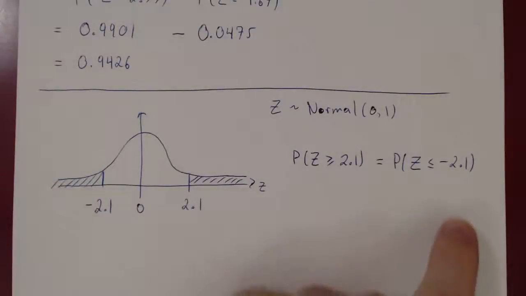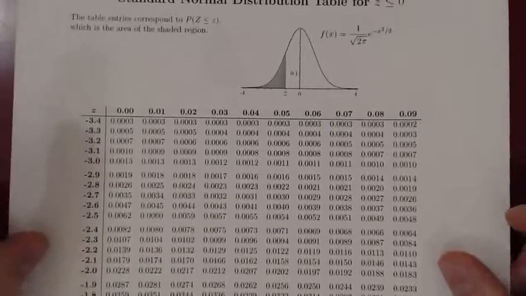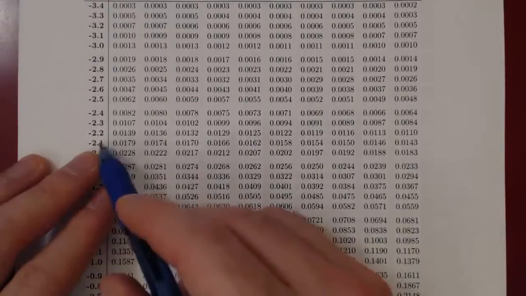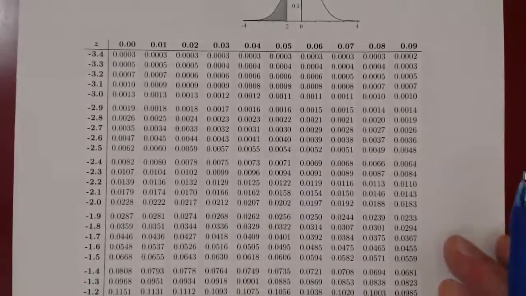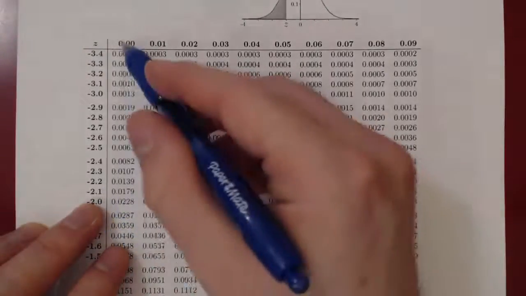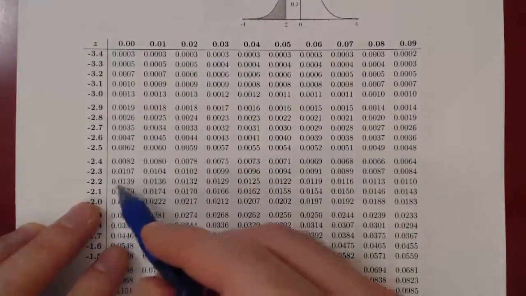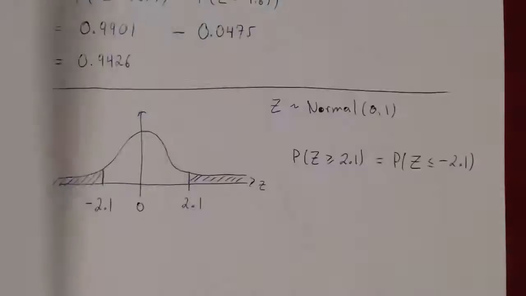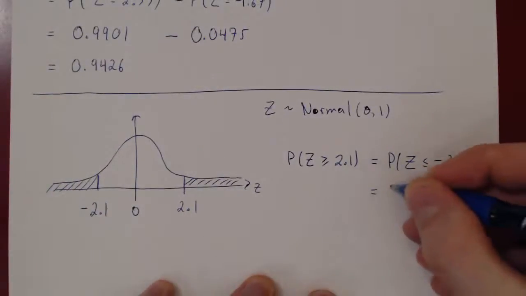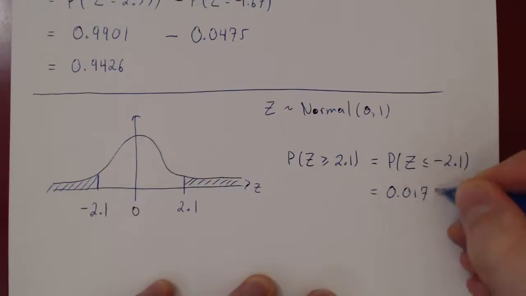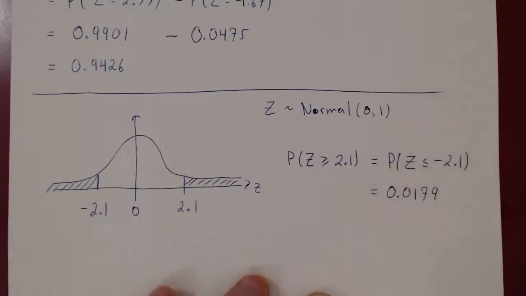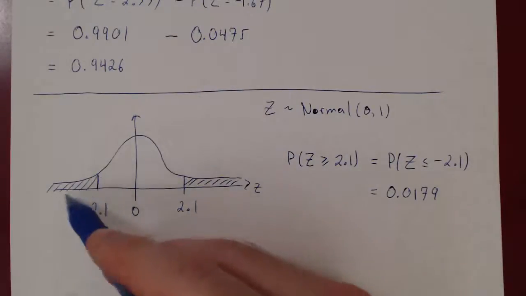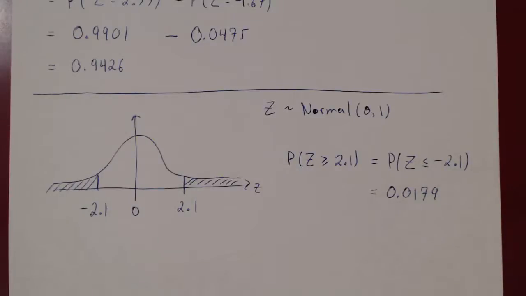So we're looking for the area to the left of negative 2.1. So it's this side. Z is negative 2.1. Let's find the z value. Negative 2.10, so negative 2.1 is this entry here, and the probability is 0.0179. So there you have it. This is simply 0.0179. That's one way of finding the area to the right of 2.1, being the area to the left of negative 2.1, and this we can read directly from our table.